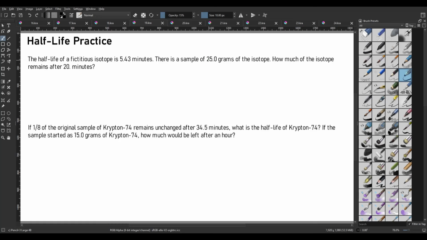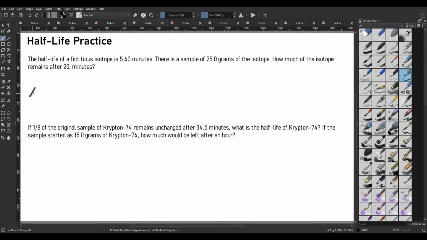Alright, so we're just going to do 2 quick practice problems here to make sure we understand the concept of half-life. The first question reads, the half-life of a fictitious isotope is 5.43 minutes. So we understand this is a radioactive isotope. There's a sample of 25.0 grams of the isotope exactly. How much of the isotope remains after 20 minutes?